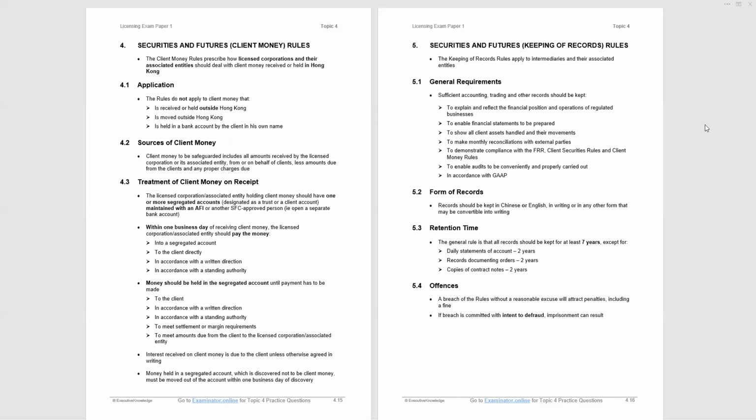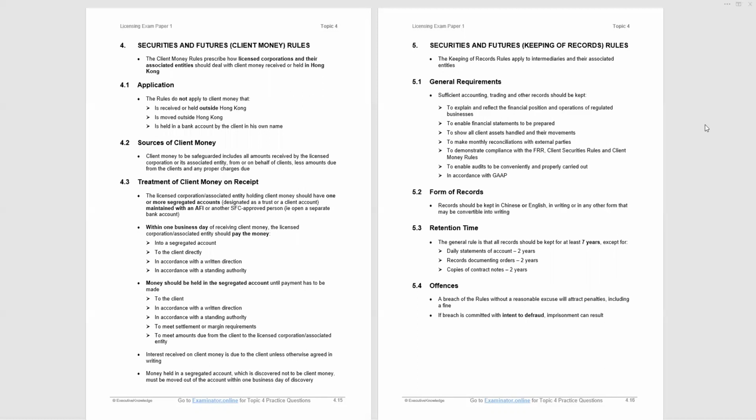A couple of sundry points at the bottom of page 4.15. Interest received on client money is due to the client, unless otherwise agreed in writing, and money held in a segregated account which you discover not to be a client account, you must get it out of that account within 1 business day of discovery, and I have seen them examine that point.